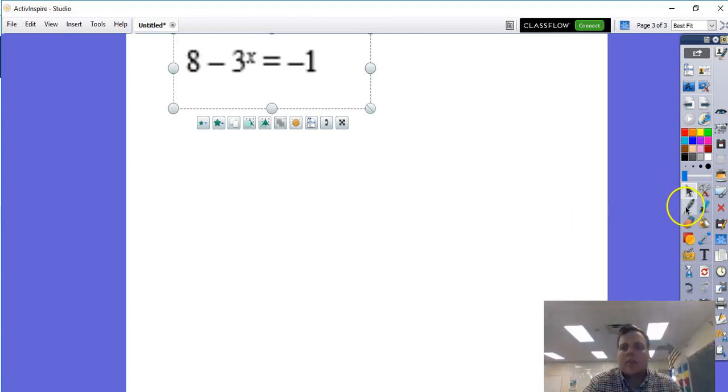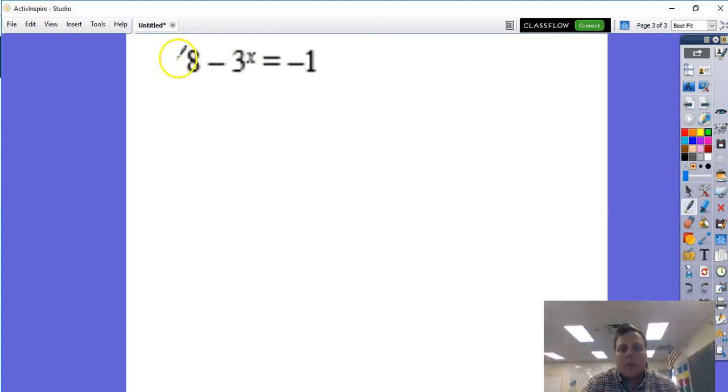Alright guys, we're going to talk about the review. So this is problem 1. It says 8 minus 3 raised to the x is equal to negative 1. We want to solve for x.